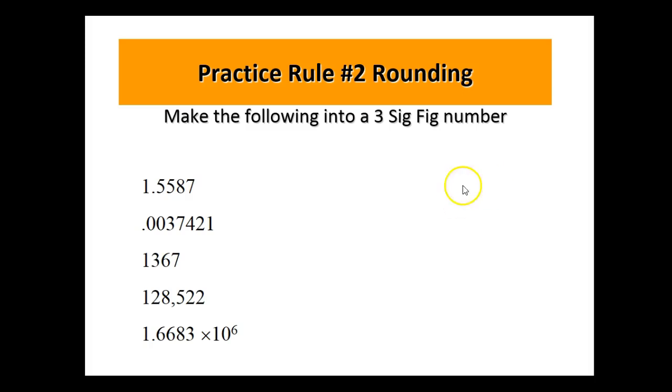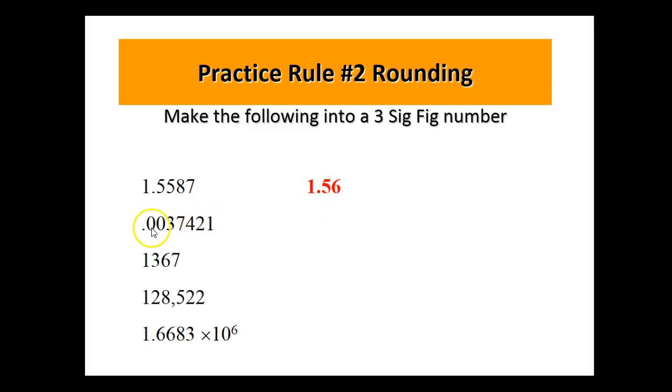Okay, so this one says make the following into 3 significant figures. So on this one, we currently have 5 significant figures and we need to make it into 3. So we're going to focus on the 3rd significant figure in this one. We're going to look at the number right next to it. This is above a 5, so according to our rounding rules, we're going to round up. So we're going to round this up to 1.56. And that'll be our rounding to 3 significant figures.